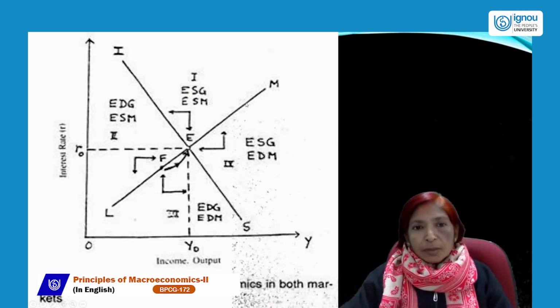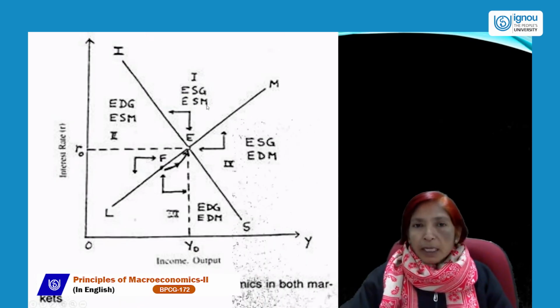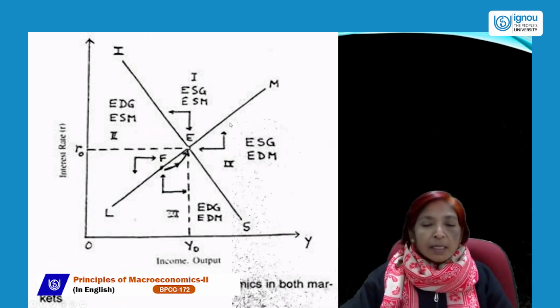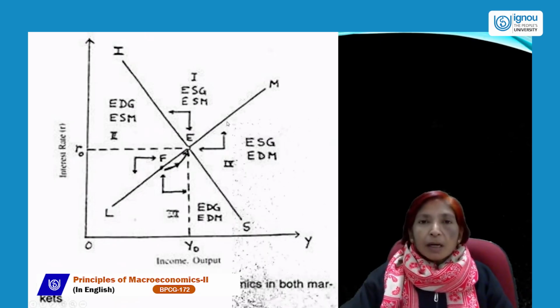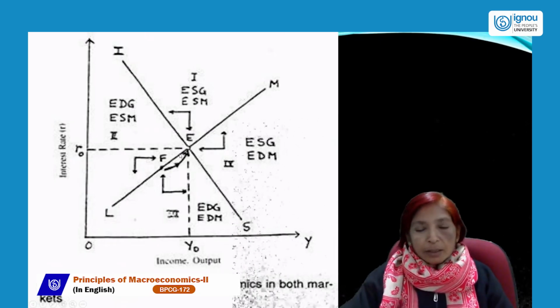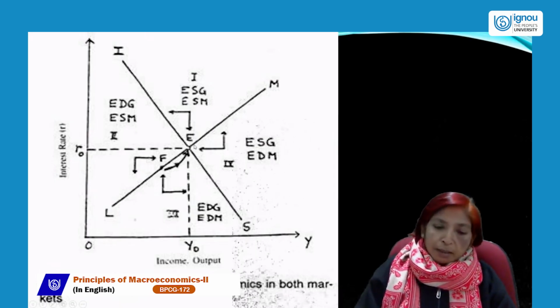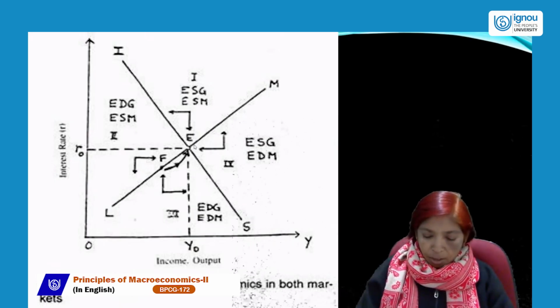So, if any point exists in between these first, second, third and fourth quadrants, then a disequilibrium position will always occur. But at the point E, equilibrium will be determined, where both curves intersect each other.